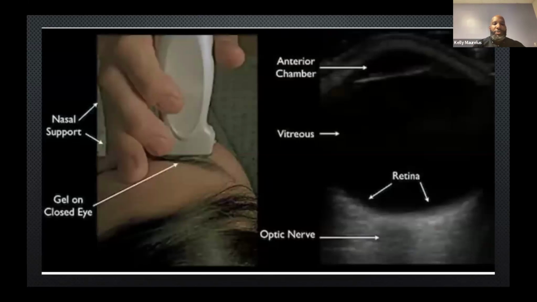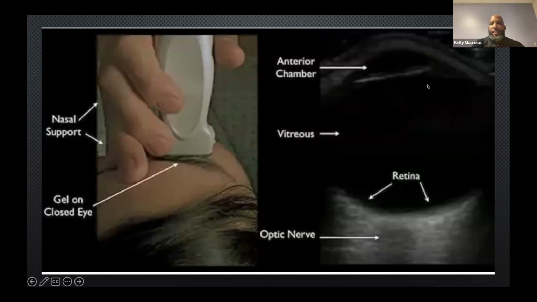All right, a lot of times you want to minimize pressure on the eye itself. So use your fingers to put more pressure on the nasal bridge as opposed to the eye. And remember, lots of gel, and lots of gel.